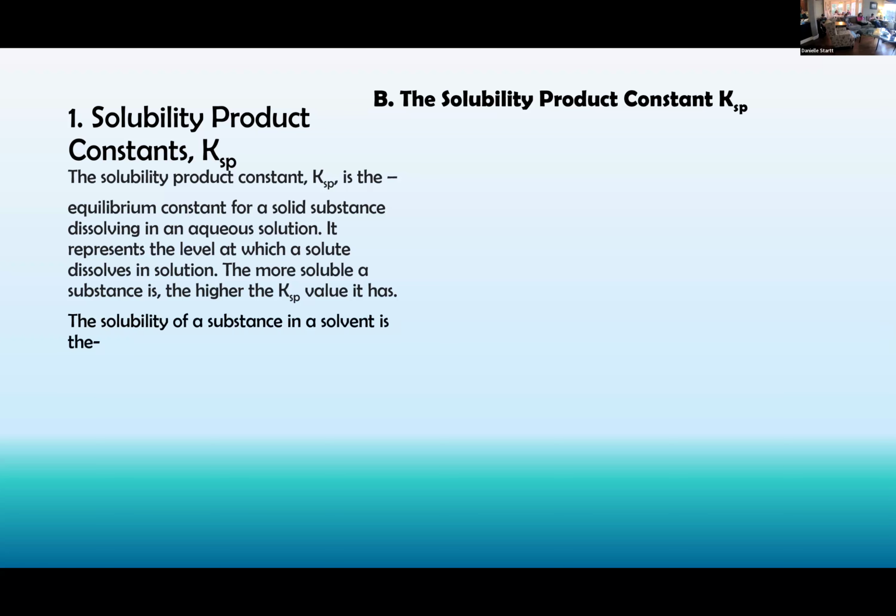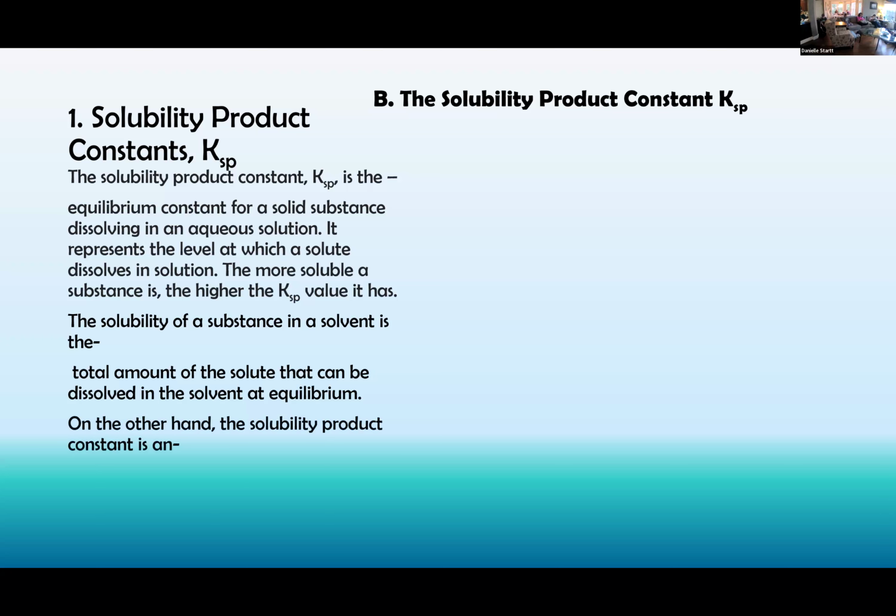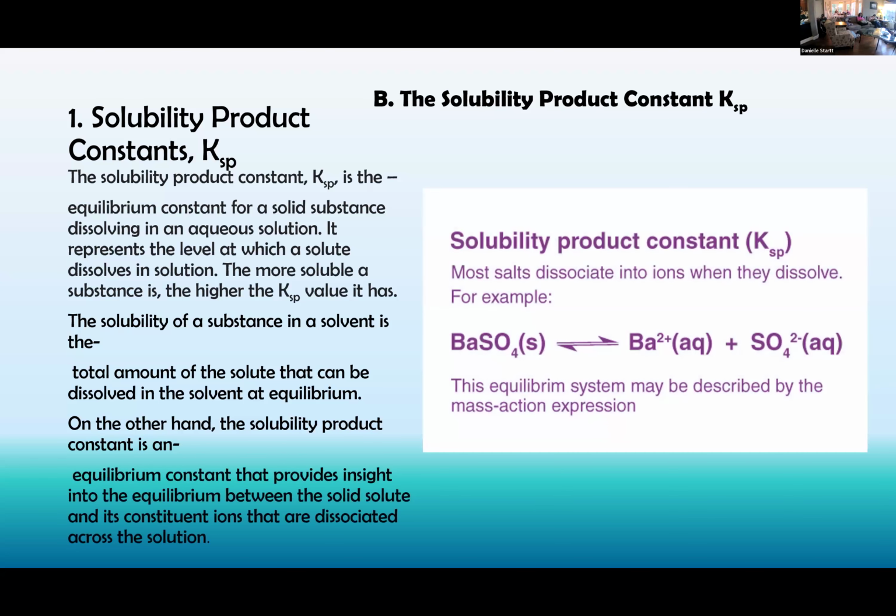The solubility of a substance in a solvent is what? The total amount of solute that can be dissolved in the solvent at equilibrium. On the other hand, your solubility product constant is an equilibrium constant that provides insight into the equilibrium between the solid solute and its constituent ions dissociated across the solution. So basically, most salts dissociate into ions when they dissolve, right? So there's an example of barium sulfate, and this equilibrium can be described by a mass action expression, which is what this is right here.